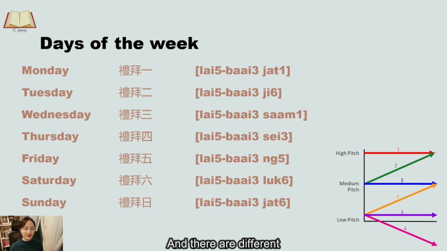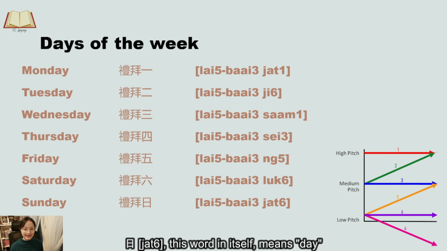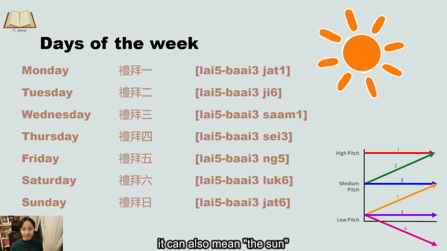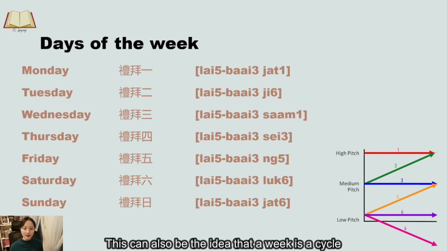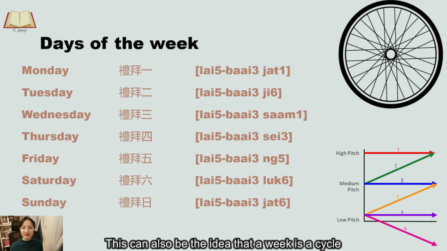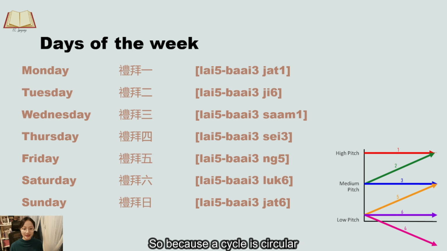Now, there are different explanations and theories to why it's not 禮拜七, it's 禮拜日. 日, this word in itself means day. It can also mean the sun. So it makes sense, 禮拜日, literally Sunday. This could also be the idea that a week is a cycle, right? So the word 星期 means star period, star cycle. Because a cycle is circular, it's not linear. So Sunday is like the turning point.